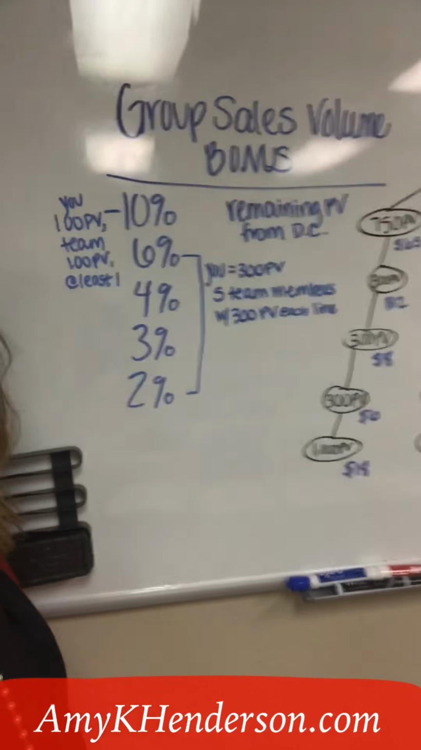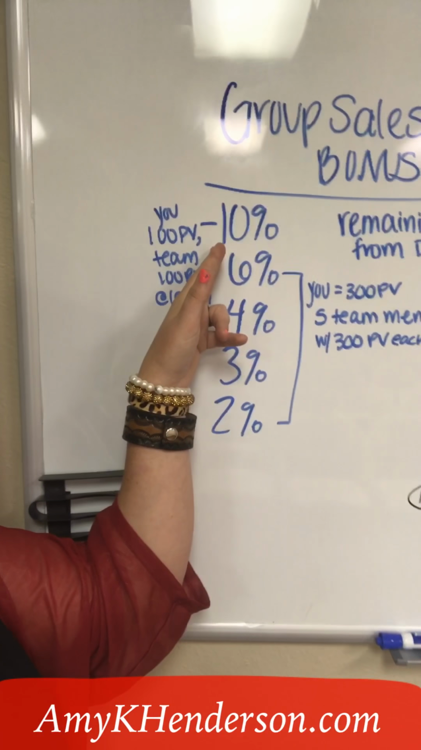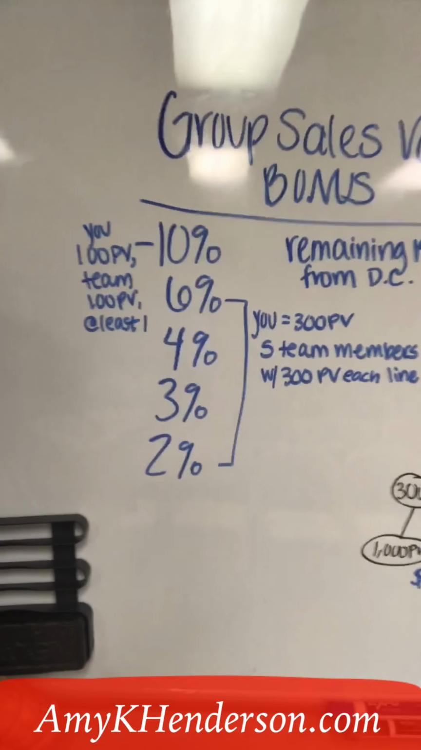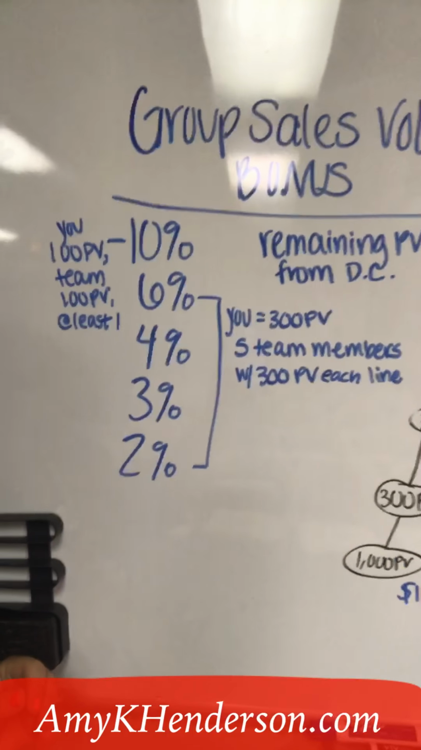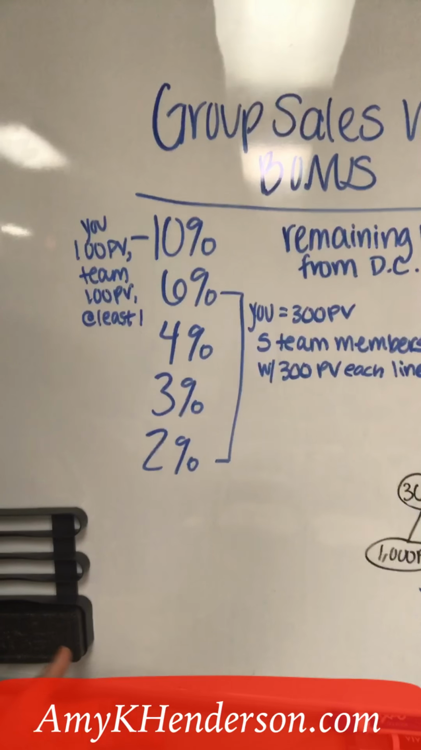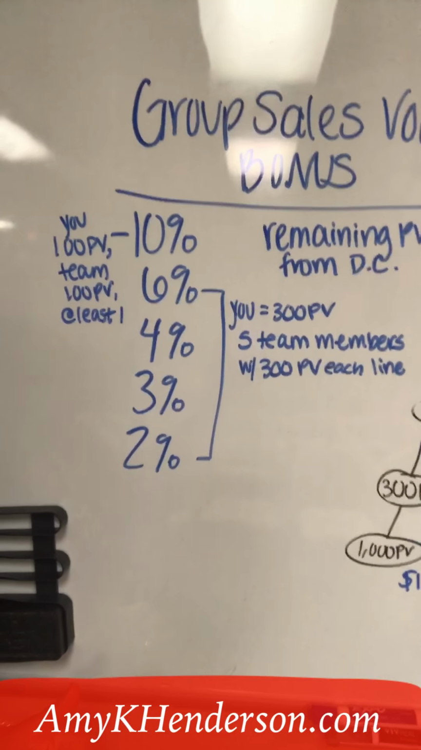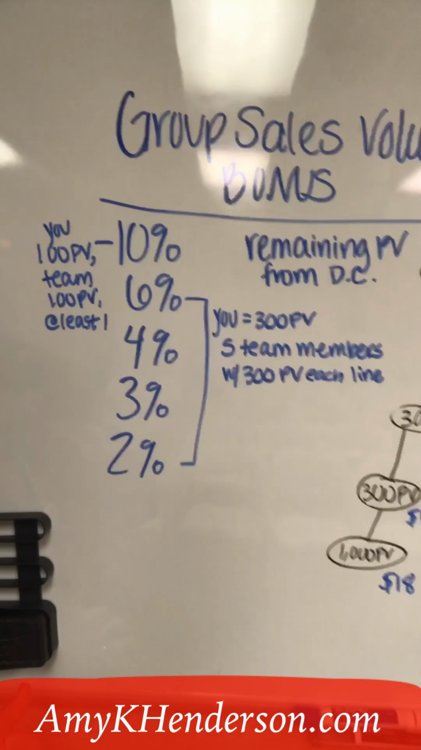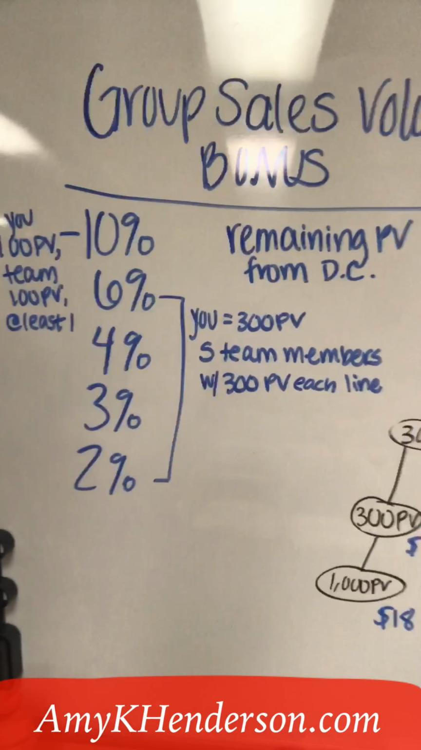Okay, so to get paid group sales volume bonus, it's kind of tricky. So we're gonna focus up here on your first line first. This group sales volume bonus is on the remaining PV that you will have earned outside of the downline commission you've already been paid for. So if you haven't watched the video on downline commission yet, please make sure you do, because that's step 1 of your commission check. This is step 2.